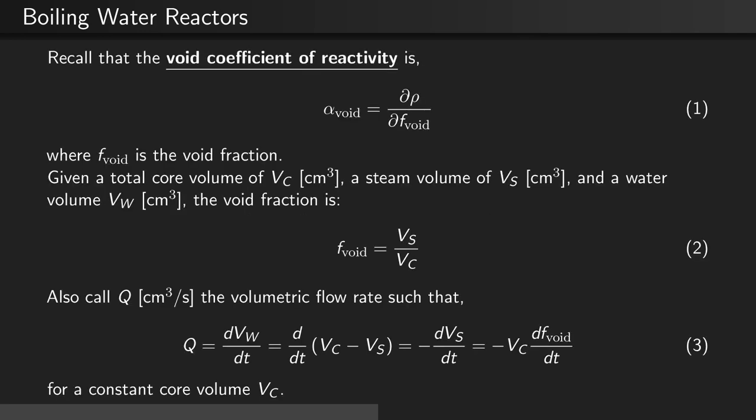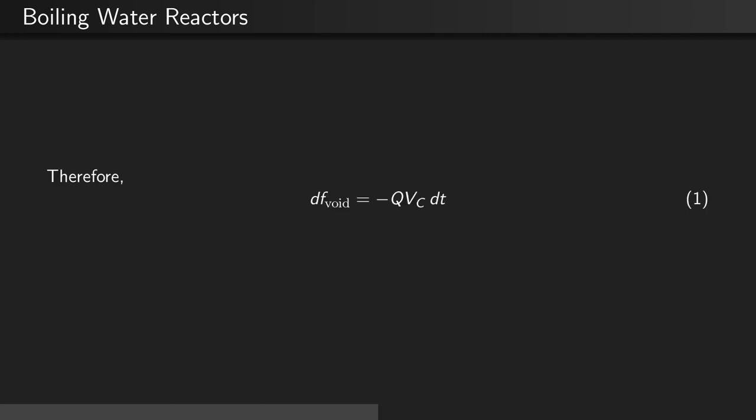Also call Q, in cubic centimeters per second, the volumetric flow rate such that Q equals the time rate of change of the water volume, which is equal to the time rate of change of the core volume minus the steam volume, which, since the core volume is effectively constant, is just equal to negative dV_S/dt, which is equal to negative V_C times the derivative of our void fraction with respect to time for a constant core volume. Therefore, dF equals minus Q/V_C dt.